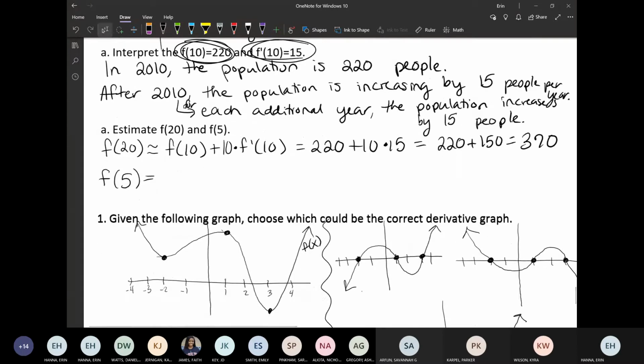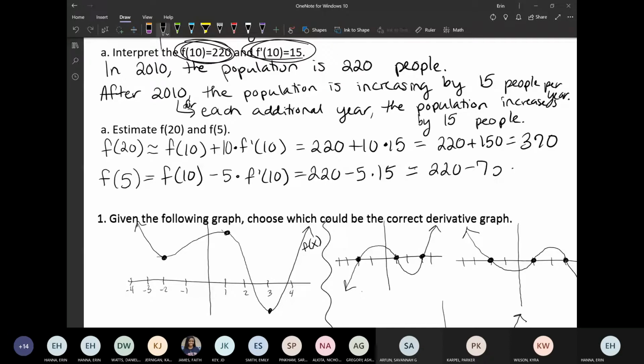Anyway, f of 5, I still need to start. Let me move up a little bit. I still need to start at 10 because that's the only value I actually know for sure. And I still want to use f prime of 10. But now, from where I'm starting to where I want to be, I have to go backwards 5. So I'm going to have to either add on a negative times the thing or just subtract it. Same idea. So we'll have 220 minus 5 times 15. 5 times 15 is 75. So this turns into 145. You shake your head, so I'm looking at you for confirmation. Okay, cool.